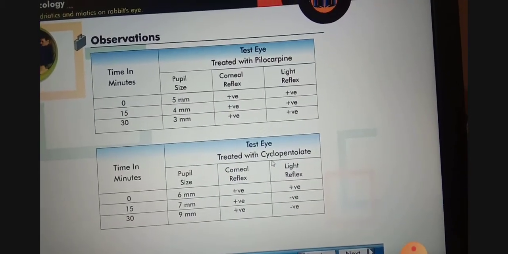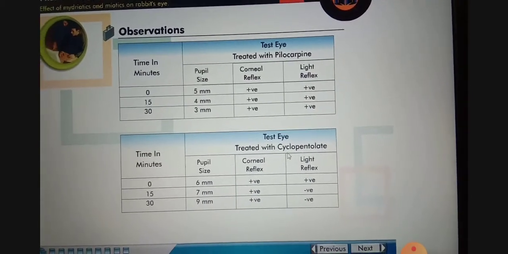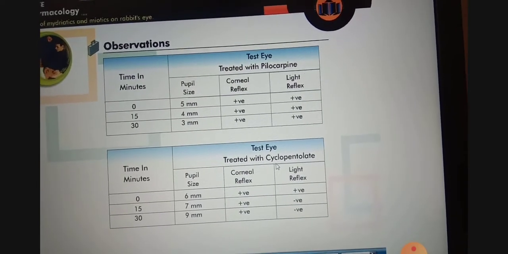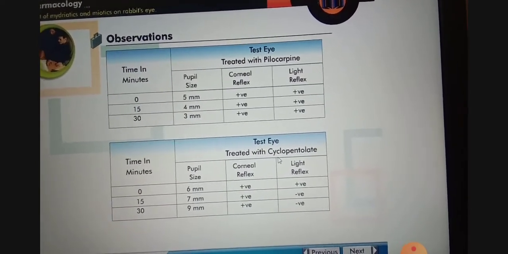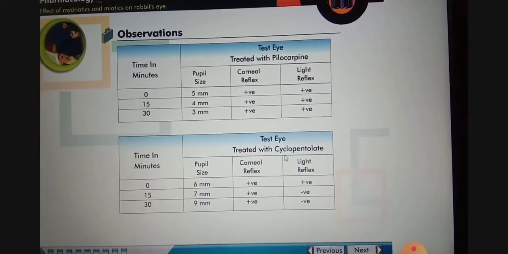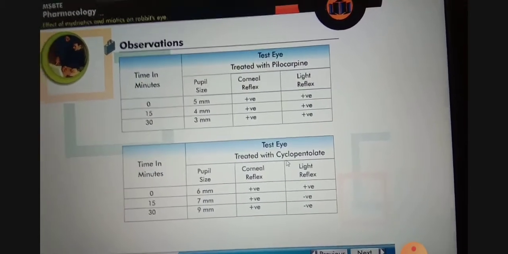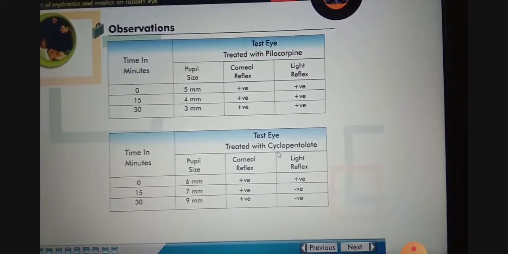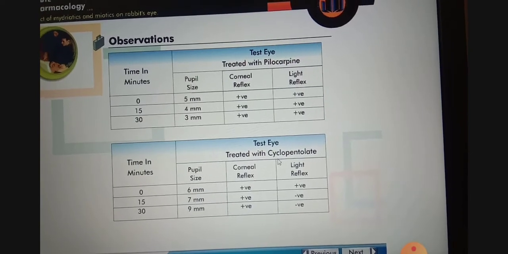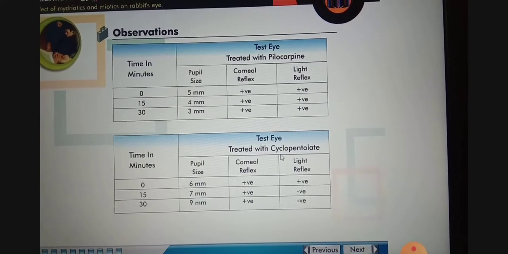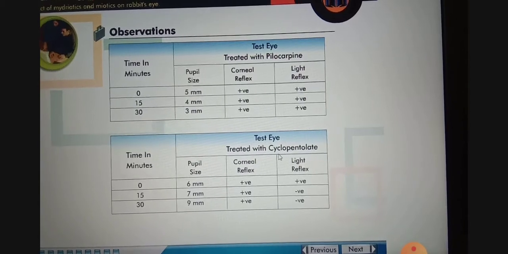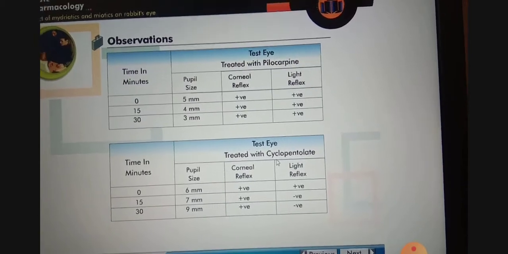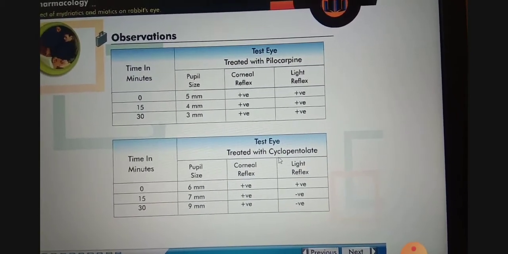So the normal pupil size is 5 mm. After instillation of the drug, the maximum pupil size we see is 9 mm. And the onset of action is observed after 15 minutes, because the light reflexes are lost after 15 minutes. The duration of action lasts for 15 to 30 minutes. This cyclopentolate drug produces the mydriatic effect. It causes an increase in the pupil size, therefore it causes the mydriatic effect on the eye.